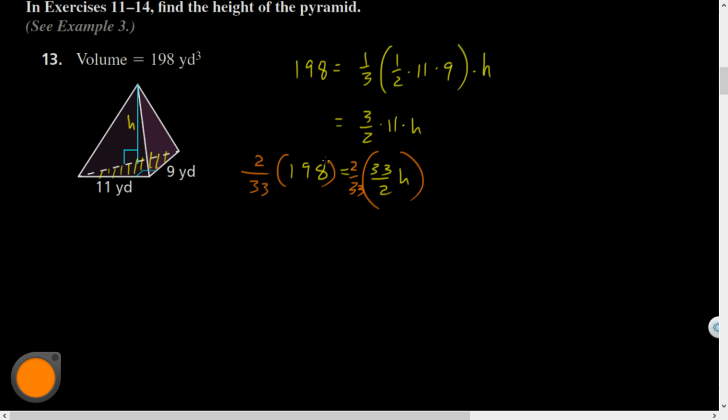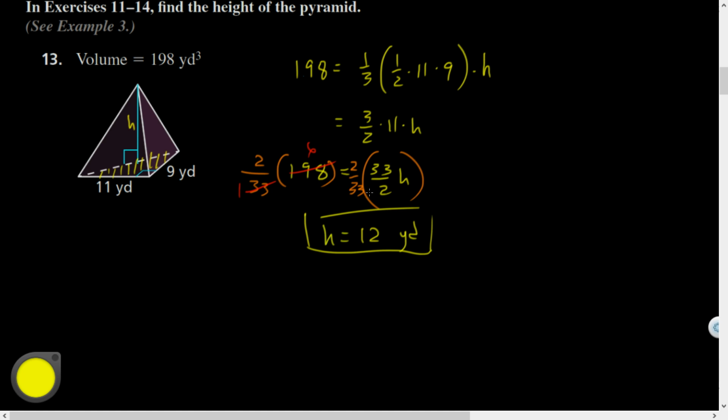198, that feels like it's divisible by 99. So 33 goes into that 6 times? Is that right? And then 6 times 2 is 12? Did I do that right? Yards? Do I have confirmation from anybody? Maybe my cancellation might not be right. 198 divided by 33 is 6. 6 times 2. Yeah, this is right.